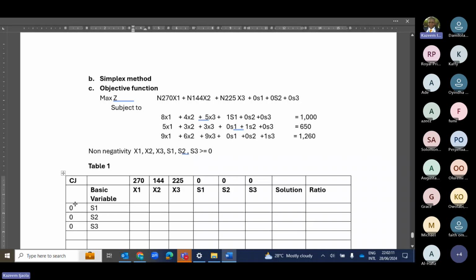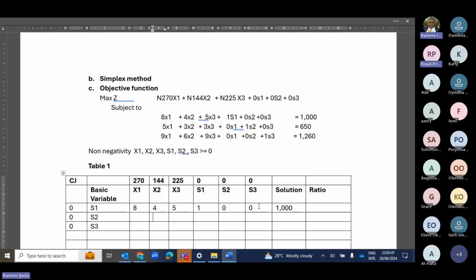So now, the next thing is you have to bring in all the figures. For this equation 1 now, I need one person to just call everything for me, so that let me be sure that you guys are following me. For equation 1, what am I going to write as all the coefficients for the first constraint? Who is calling? Anybody? That will be 8, 4, 5, 1, 0, 0, equal to 1000.